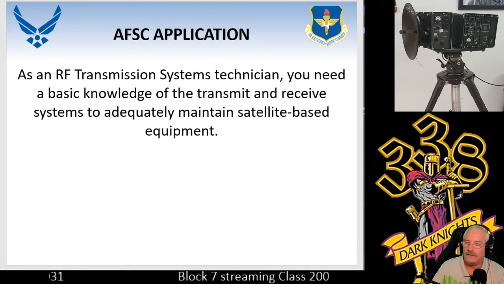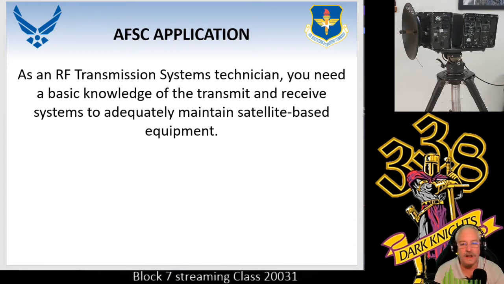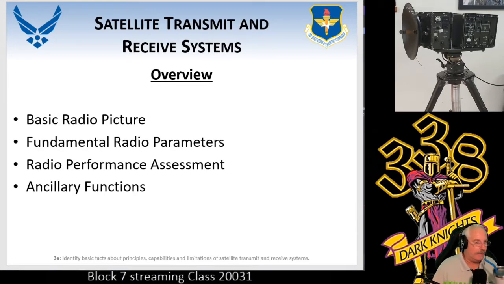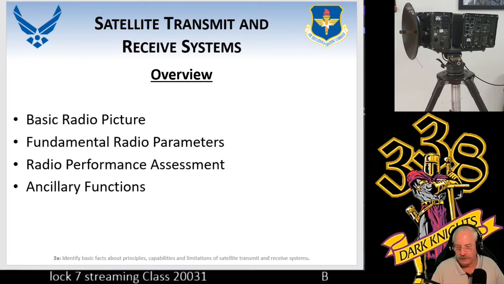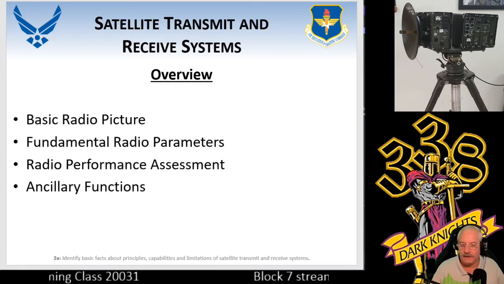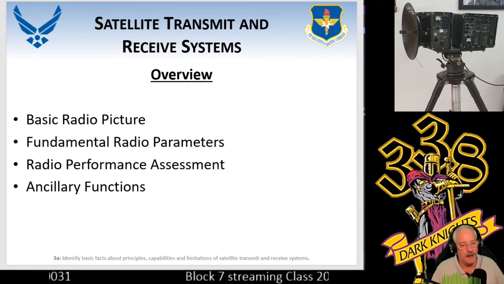And as you well know, AFSC application, just remember you're going to need the basic knowledge. Now, what we're getting ready to go over is the basic radio picture. Very basic. You can apply this to pretty much any radio that's out there, to include SATCOM gear. And if you haven't figured it out, most of our ground radio folks, which I'm prior ground radio, and we got combined all the wideband and SATCOM into the same group.